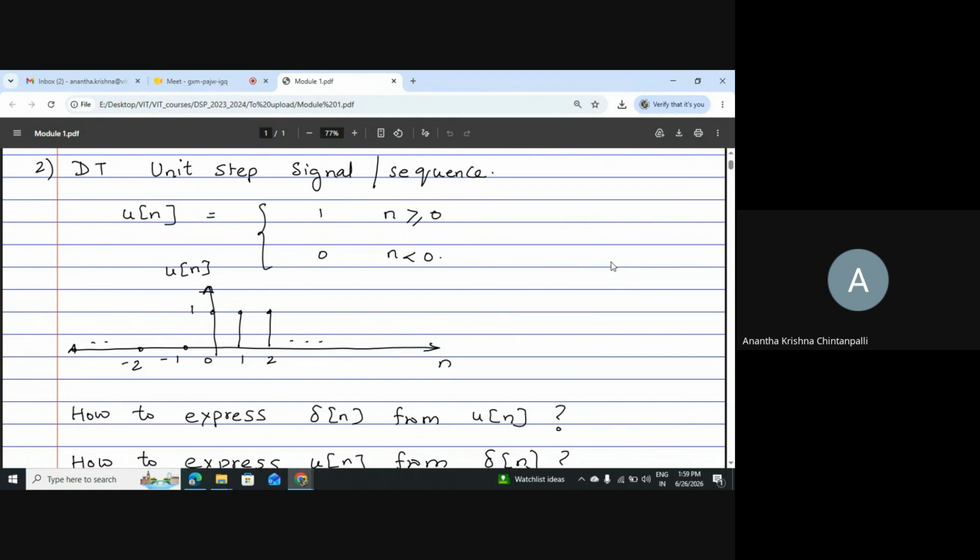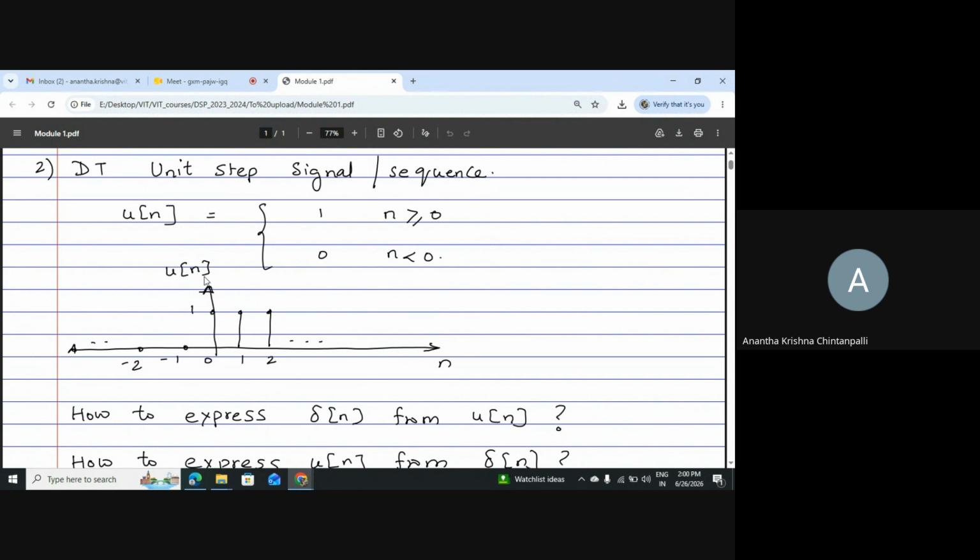Now the question is how to express delta of n from u of n. So meaning that given u of n, how do you get delta of n? One hint I will give you is what happens if you shift u of n by one sample towards the right side, meaning that u of n minus 1. So that means that the origin which you see here at n is equal to 0 would be shifted to n is equal to 1, right? So it means that this value would not be there and it will drop down to 0 for u of n minus 1.